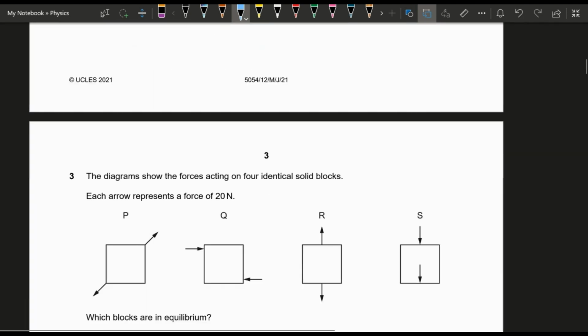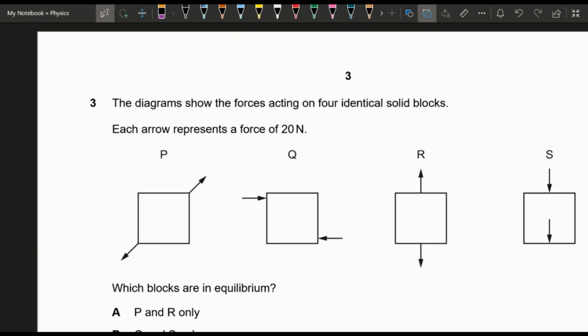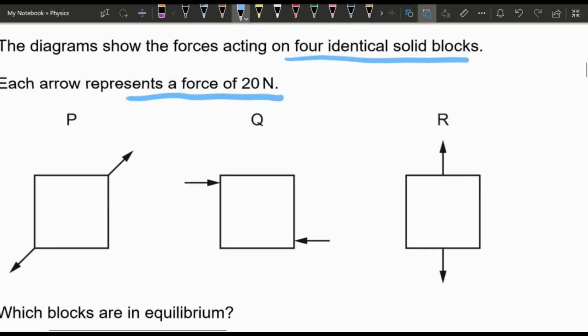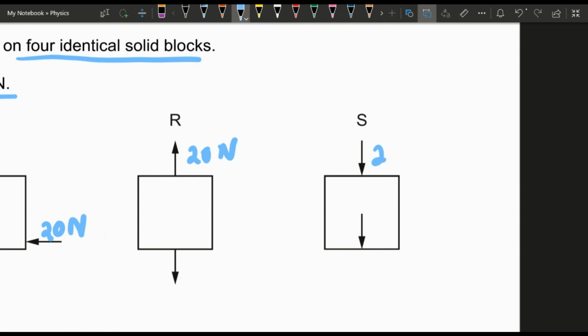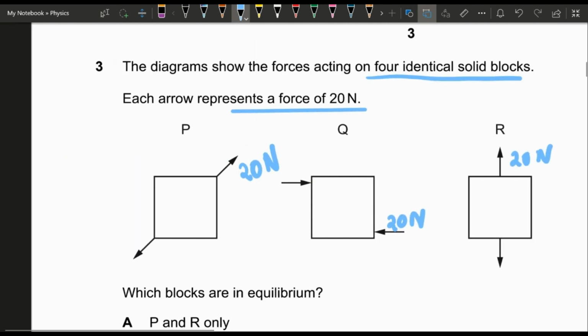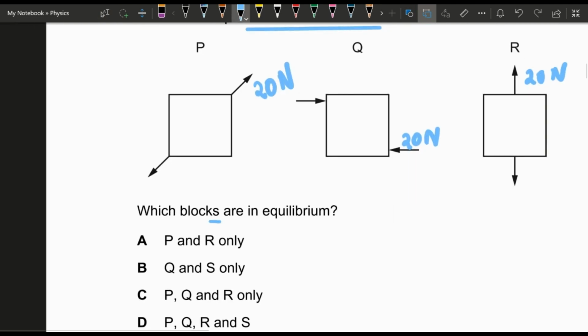Now, moving on to the next question. The diagram shows the forces acting on four identical solid blocks. Each arrow represents a force of 20 Newton, which means this is 20 Newton, this is 20 Newton, this is 20 Newton. Each arrow represents 20 Newton of force. So which blocks are in equilibrium?